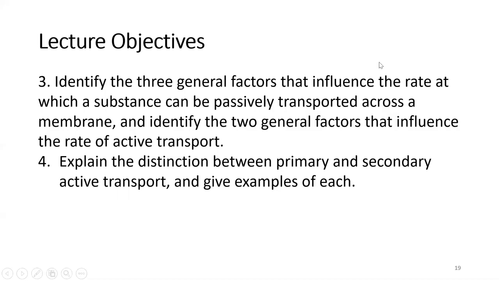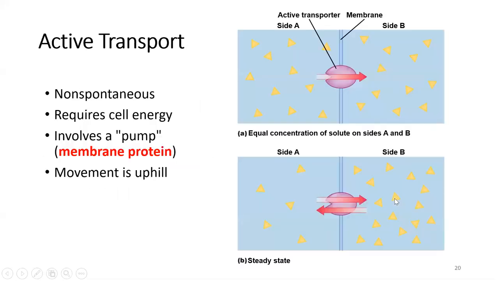Okay, so objective 3 is really talking about active and passive transport. We're going to distinguish between particles that move passively through the membrane and then how we can affect the rate of that movement of particles. So active transport is a whole other ballgame. This is going uphill. This is non-spontaneous, and just to really break down what the word spontaneous means here, it cannot happen on its own.